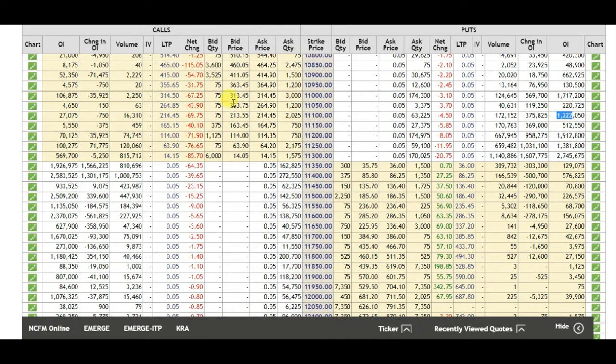Even if we see further down at strike price 11,000, we can see that put writers or put sellers sold these contracts at the 11,000 strike price. The cumulative open interest is almost 17 lakh contracts, and the change in open interest is almost 5.6 lakh contracts. So we can see the put writers or put sellers are selling contracts across a variety of ranges.